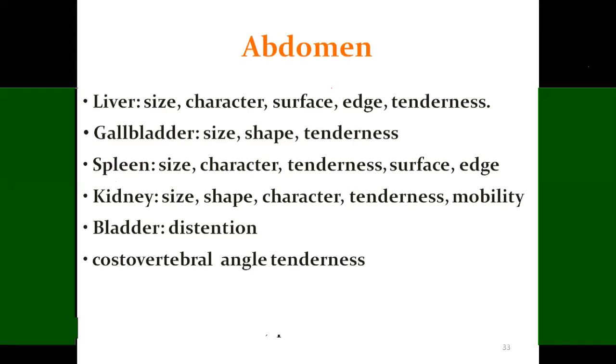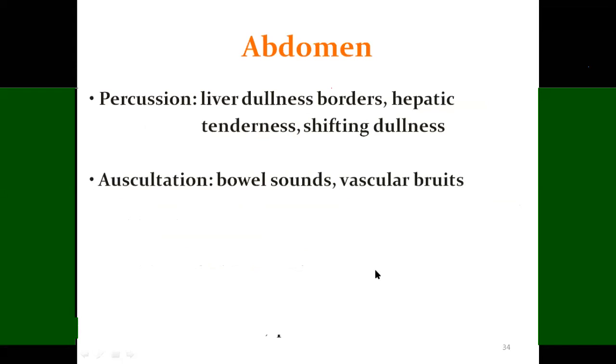Spleen, again you have to go for size, character, tenderness, surface, edge, all this. And the kidney, you have to see the size, shape, character, tenderness, mobility, all this for the kidney. And bladder distension, and costovertebral angle tenderness for some diseases. So all this is for the abdomen. And in percussion of the abdomen, you have to write the liver dullness border, hepatic tenderness, and shifting dullness. And in auscultation, you have to check the bowel sounds and vascular bruits.